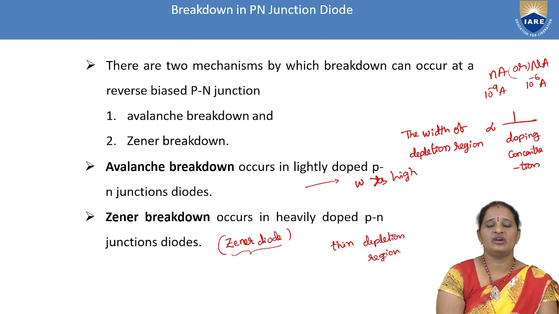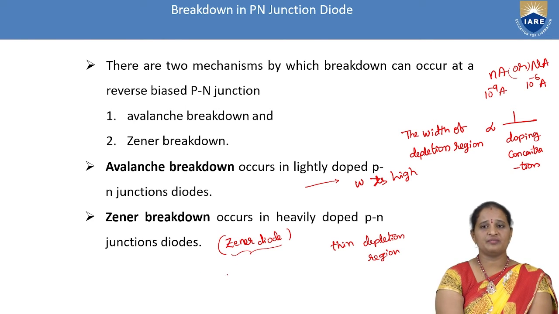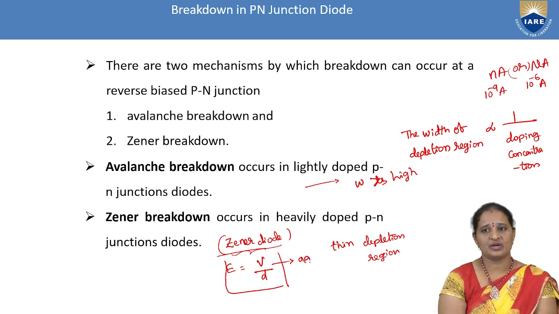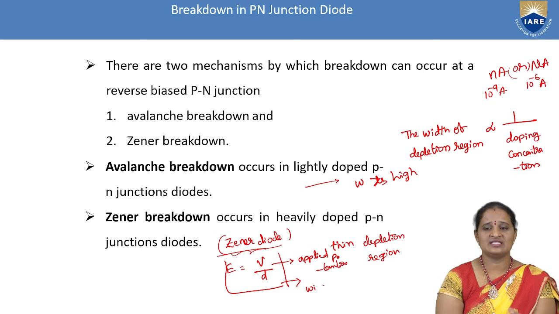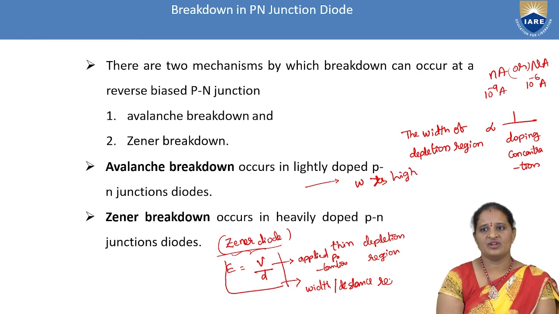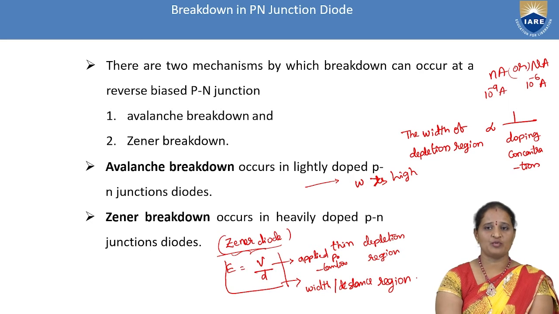Here we already know that due to the depletion region, there exists an electric field intensity near the junction. The formula is electric field intensity E equals V by D, where V is the applied potential and D is the width or distance of the depletion region. So now, what happens in case of heavily doped diodes? What is the electric field intensity I am talking about?